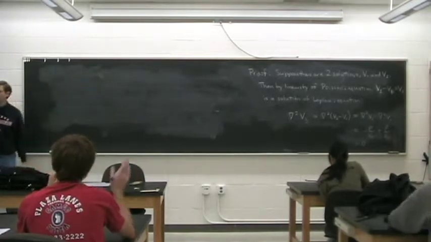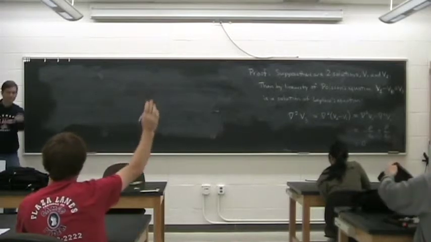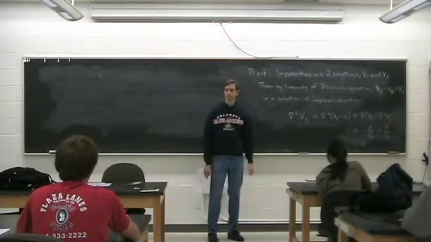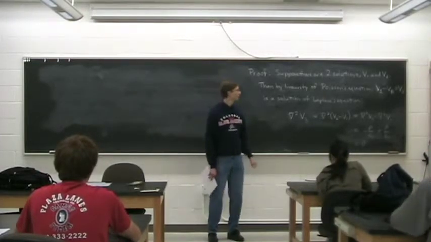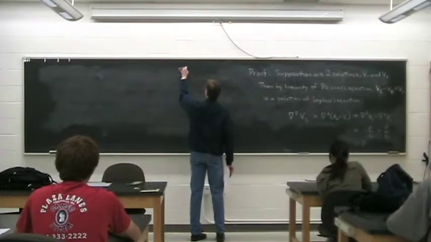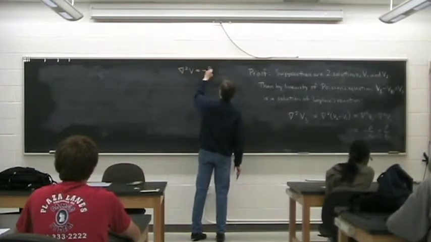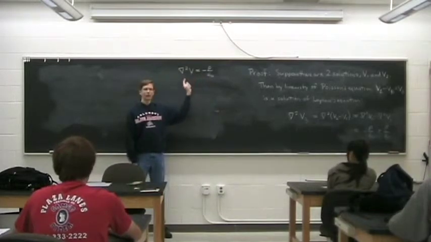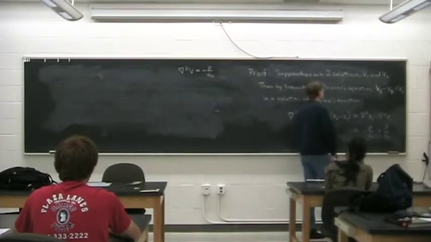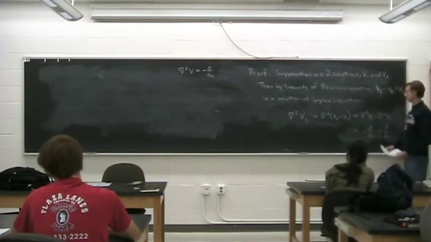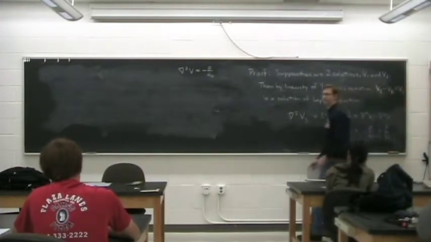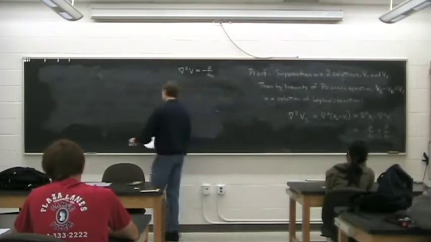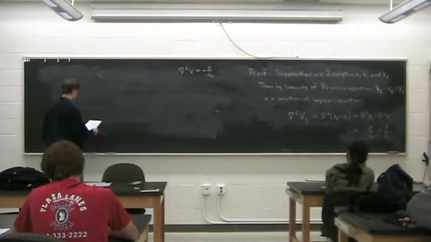Okay, everybody on board? Still on the train here? Yes? When you said grad squared v2 is rho over epsilon naught, where did you get that? Because Poisson's equation is grad squared v is equal to minus rho over epsilon naught. That is Poisson's equation. And so, since v1 and v2 are supposed to be solutions of Poisson's equation in this region, it's automatically true that that has to be what their grad squareds are equal to, by the very definition of being a solution of Poisson's equation.